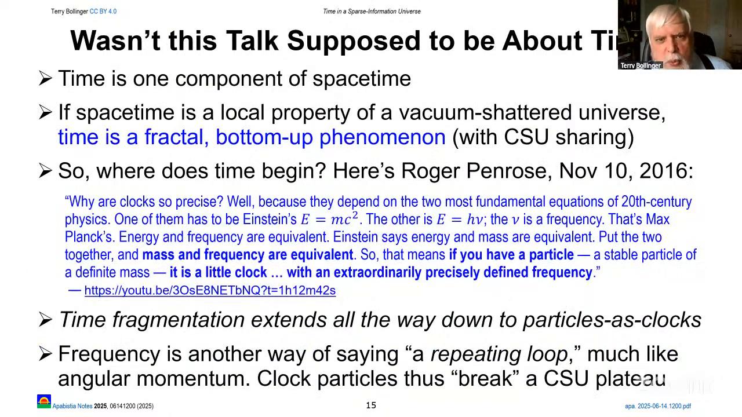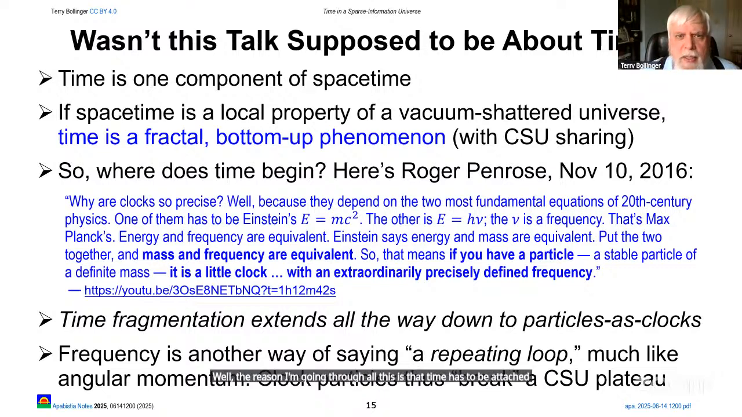Speaking of time, wasn't this talk supposed to be about time? Well, the reason I'm going through all this is that time has to be attached to material components, and the material components are broken up in a vacuum shattered universe, so that the quantity of time starts from the bottom of phenomena. How far down does the bottom go? Here's a fairly recent quote from Roger Penrose back in 2016. Why are clocks so precise?